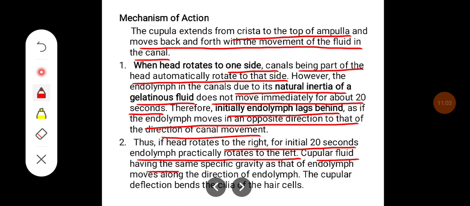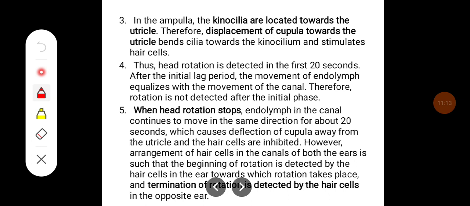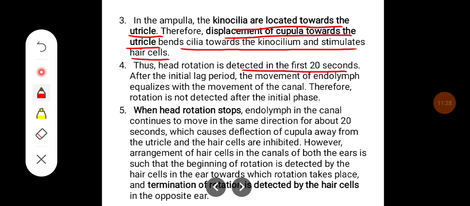Cupular fluid, having the same specific gravity as that of endolymph, moves along with the direction of the endolymph. The cupular deflection bends the cilia of the hair cells. In the ampulla, the kinocilia are located towards the utricle. Therefore, displacement of the cupula towards the utricle bends cilia towards the kinocilium and stimulates hair cells. Thus, head rotation is detected in the first 20 seconds. After the initial lag period, the movement of the endolymph equalizes with the movement of the canal. Therefore, the rotation is not detected after the initial phase.